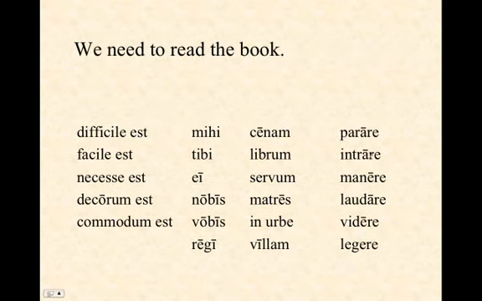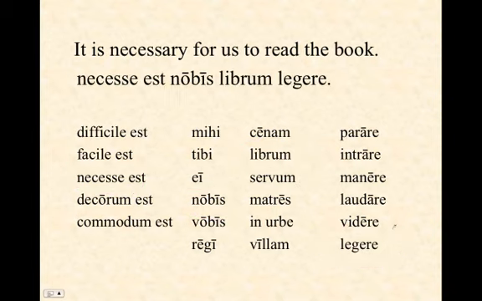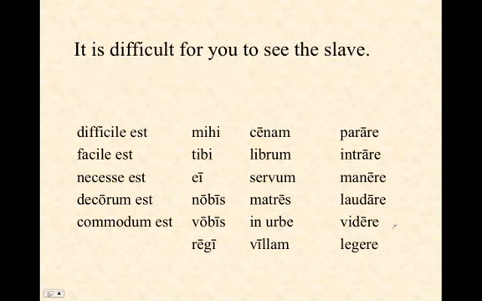We need to read the book. Again, let's convert we need back into it is necessary for us to read the book. Necesse est nobis librum legere. And finally, it is difficult for you to see the slave. Let's use the plural form. It is difficult. Difficile est, for you, vobis, the slave, servum, to see, videre.